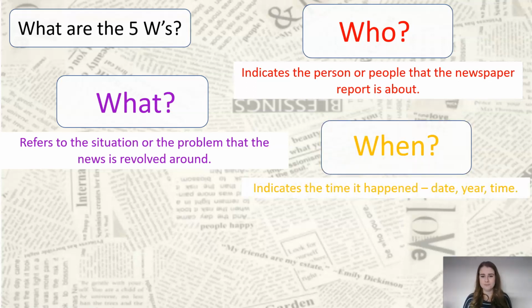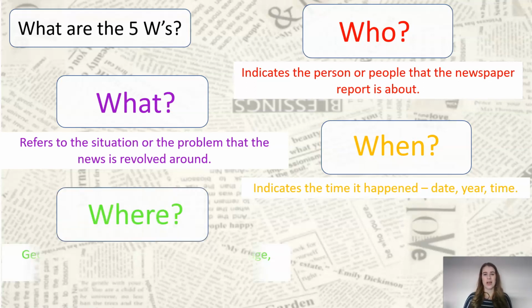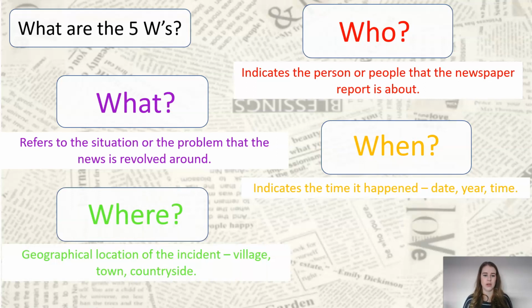We then have our when. Now this indicates the time it happened. So you might have the date, the year and the time. Sometimes you might have the specific exact time of when this event actually occurred. We have our where. So we have the geographical location of the incident. It could be in the village, the town, the countryside, but it could even be the airport or the train station, anything specific with a name of the place where it happened.